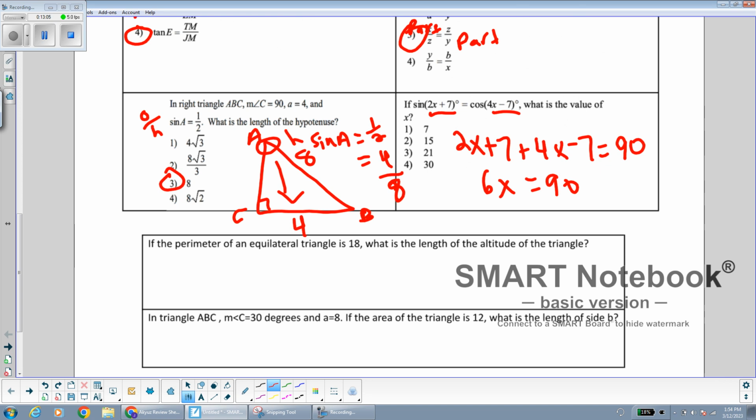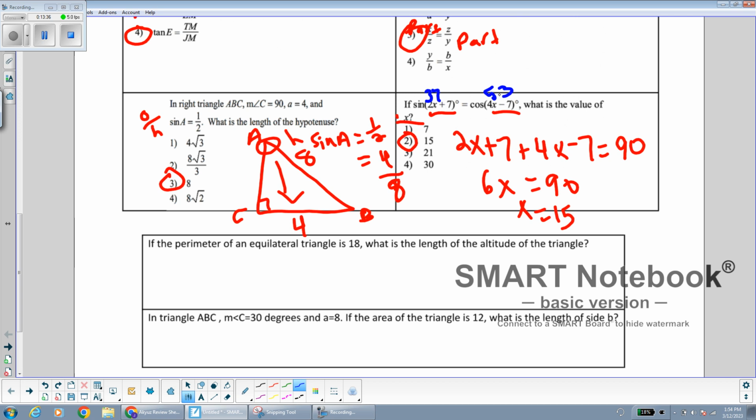And let me divide by 6 on both sides. 90 divided by 6. And I have x is equal to 15. So our answer, because we're just finding x, is 15. If you wanted to verify that you were correct, you can take your x value and plug back in. 15 times 2 is 30, plus 7 is 37. 15 times 4 is 60, minus 7 is 53.